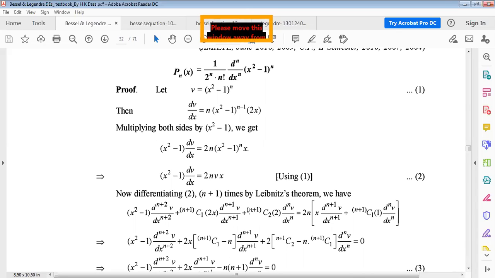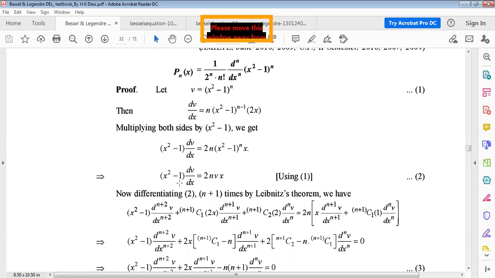Now by Leibniz theorem, differentiating this equation 2 up to n plus 1 times. You must know about this Leibniz theorem, the n times differentiation formula. In first semester you have done this. Differentiating on both sides n plus 1 times, x square minus 1 gives d^(n+2)v/dx^(n+2), and n plus 1 c 1.